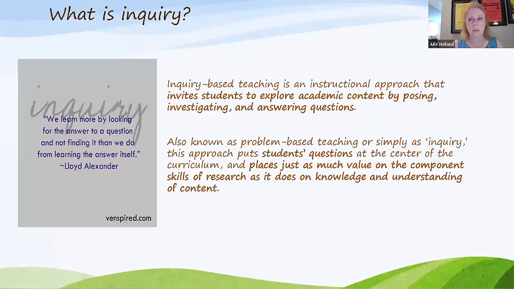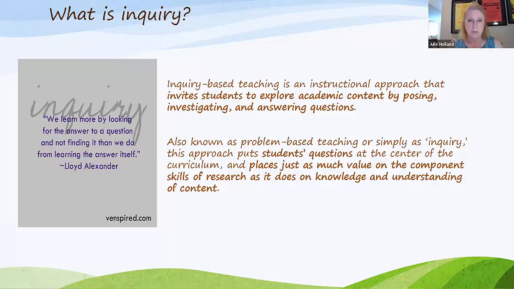So let's think for a minute what that word inquiry means. If we're going to work in an inquiry arc and plan inquiries, what really is an inquiry? Well, an inquiry invites students to explore academic content by posing questions, investigating to find the answers, and then doing something with that new understanding. That's really it. Here's the question. Let me find out about it, and then what do I do with this information when I'm done?